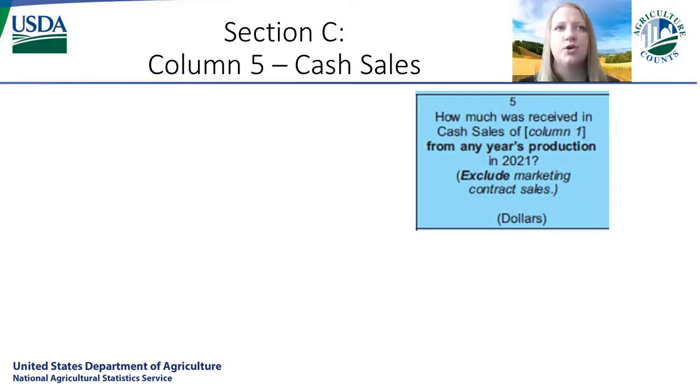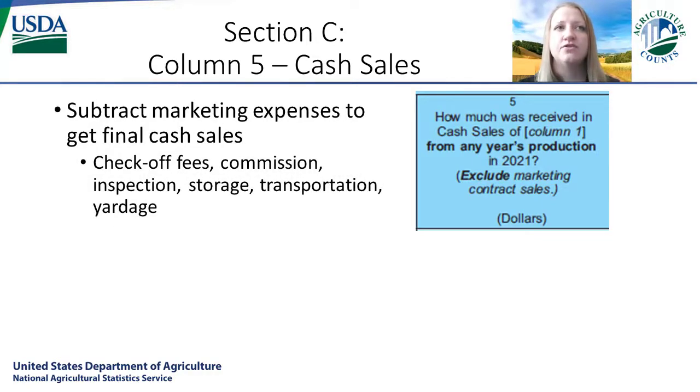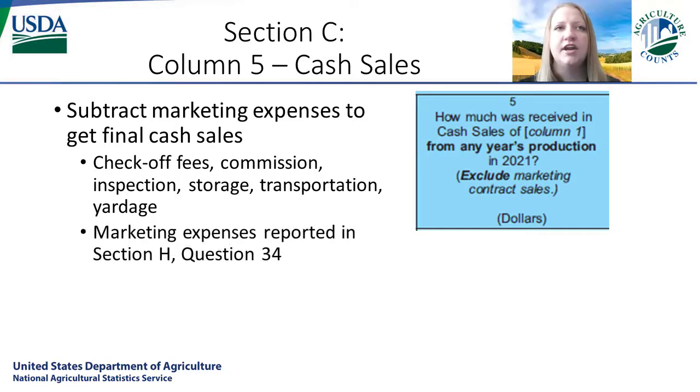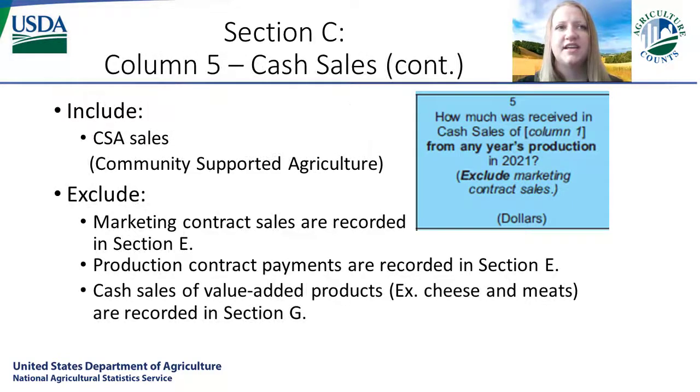In column 5, record cash sales of livestock or animal products. Marketing expenses like checkoff, drying, and storage should be subtracted to get final cash sales. Marketing expenses are reported in Section H, question 34. CSA sales are reported as cash sales, not on contract, and should be included here. Exclude marketing contract sales and production contract payments, as those are recorded in Section E. We do not want to double count the sales. Also exclude cash sales of value-added products like cheese and meats. These are reported in Section G.